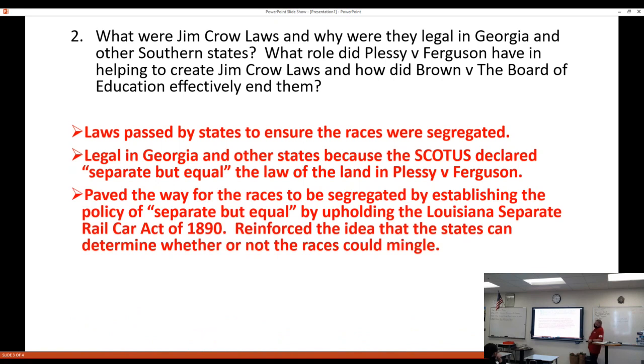What role did Plessy v. Ferguson have in helping to create Jim Crow laws, and how did Brown v. the Board of Education effectively end them? It paved the way for the races to be segregated, for the establishment of these Jim Crow laws by creating the policy of separate but equal. That became the law. It upholds the Louisiana Separate Rail Car Act of 1890. And it reinforced the idea that it is the states that determine whether or not the races could mingle.